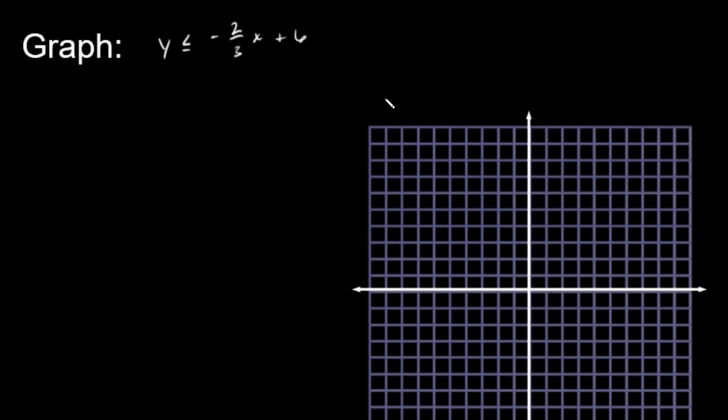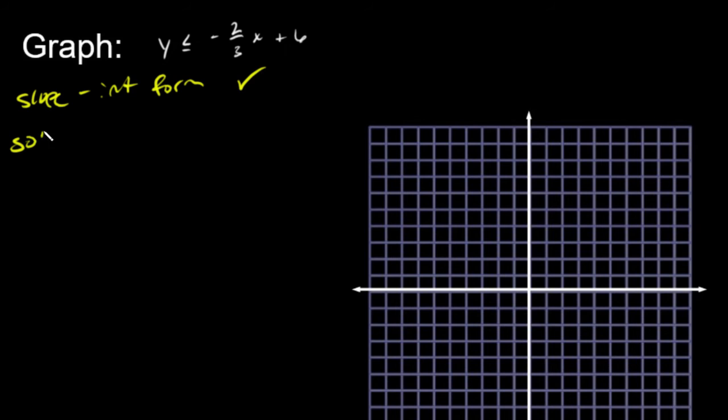Graph this one. Well, how nice of me. It's already in slope-intercept form. So why don't you try to run through those steps and see if you can graph these. All right, so let's find out. First, get it in slope-intercept form. Boom, done. It's already in slope-intercept form.